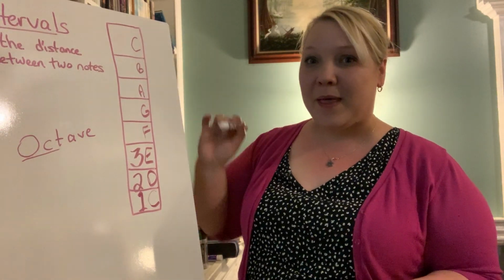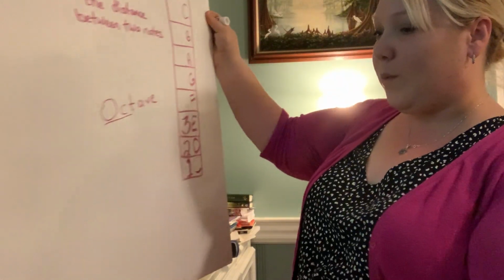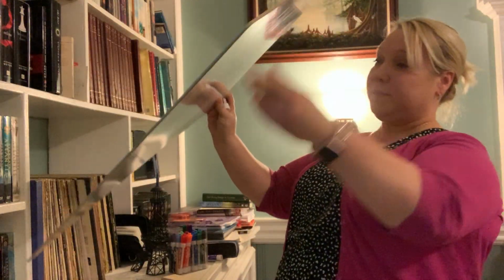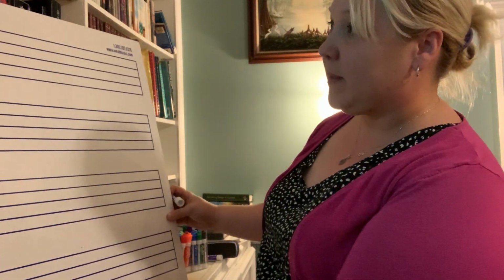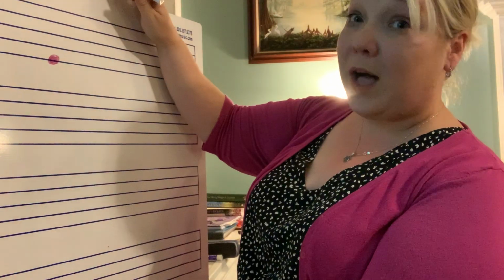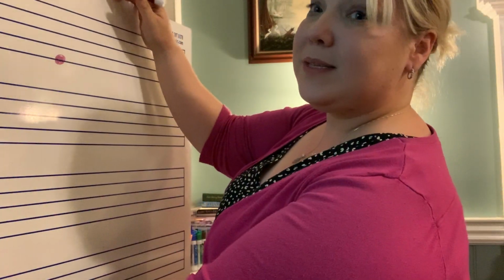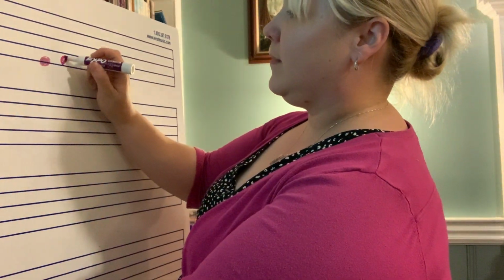So now that we've talked about that, let's talk about what it looks like on a staff. So you've got your 5 lines and you've got your 4 spaces. If I start on, say, right there on the bottom line, and then I go up one note, that note is going to be on a space.